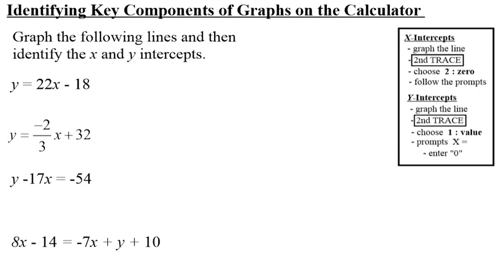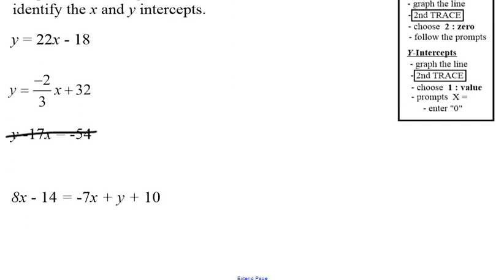Sixth one down, y is negative 2/3 x plus 32. And then we'll skip the third one. We don't need 4 examples. Then we'll do second from the bottom, 8x minus 14 equals negative 7x plus y plus 10. So we're going to get the x and y intercepts of those.